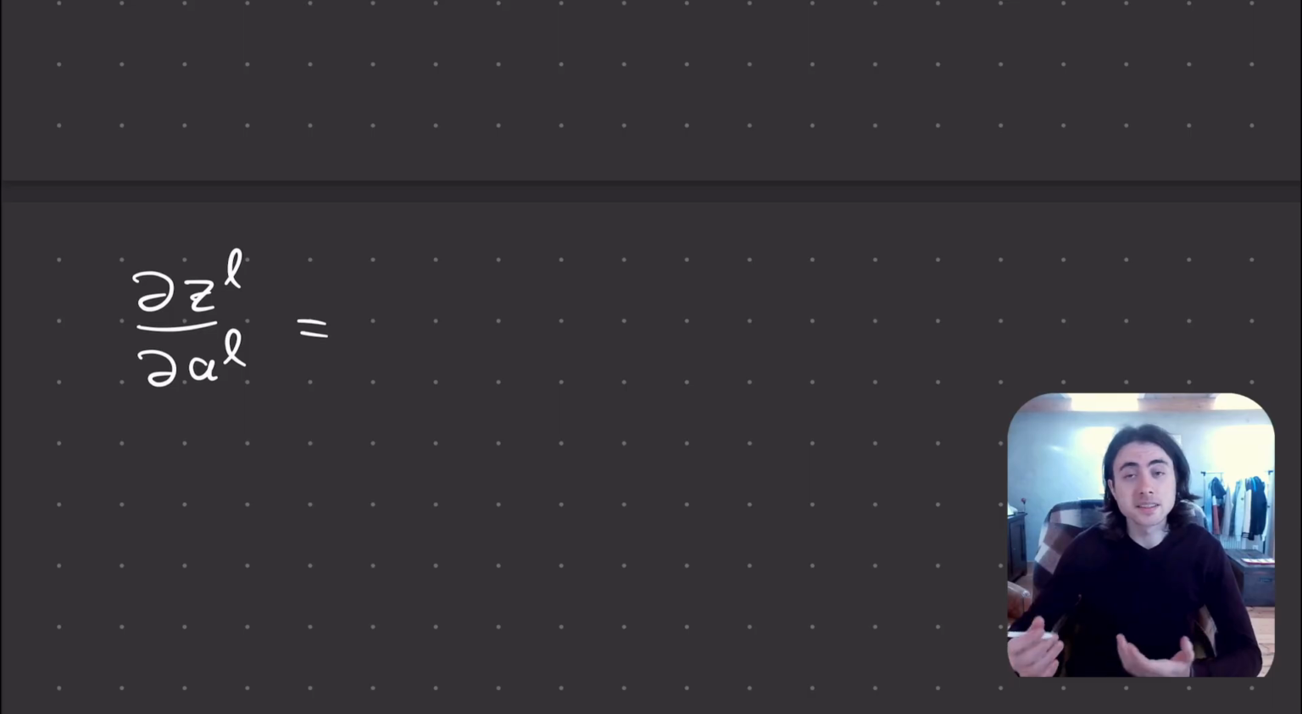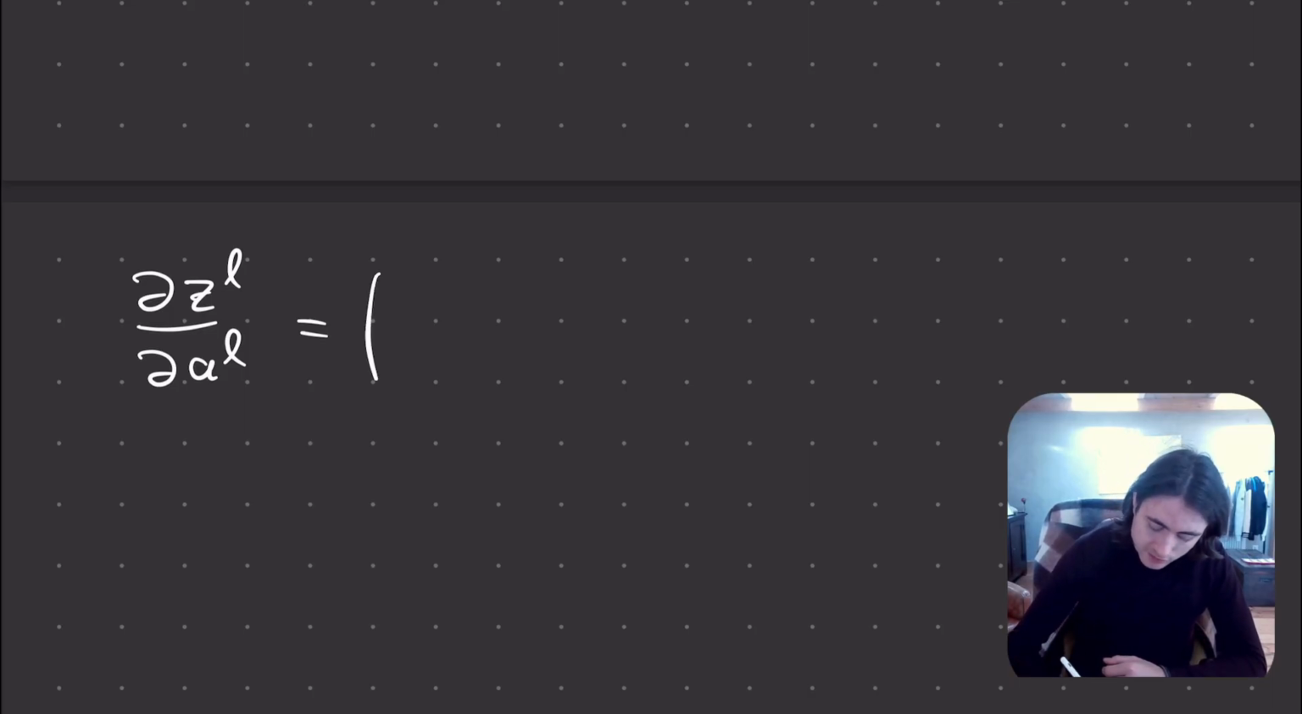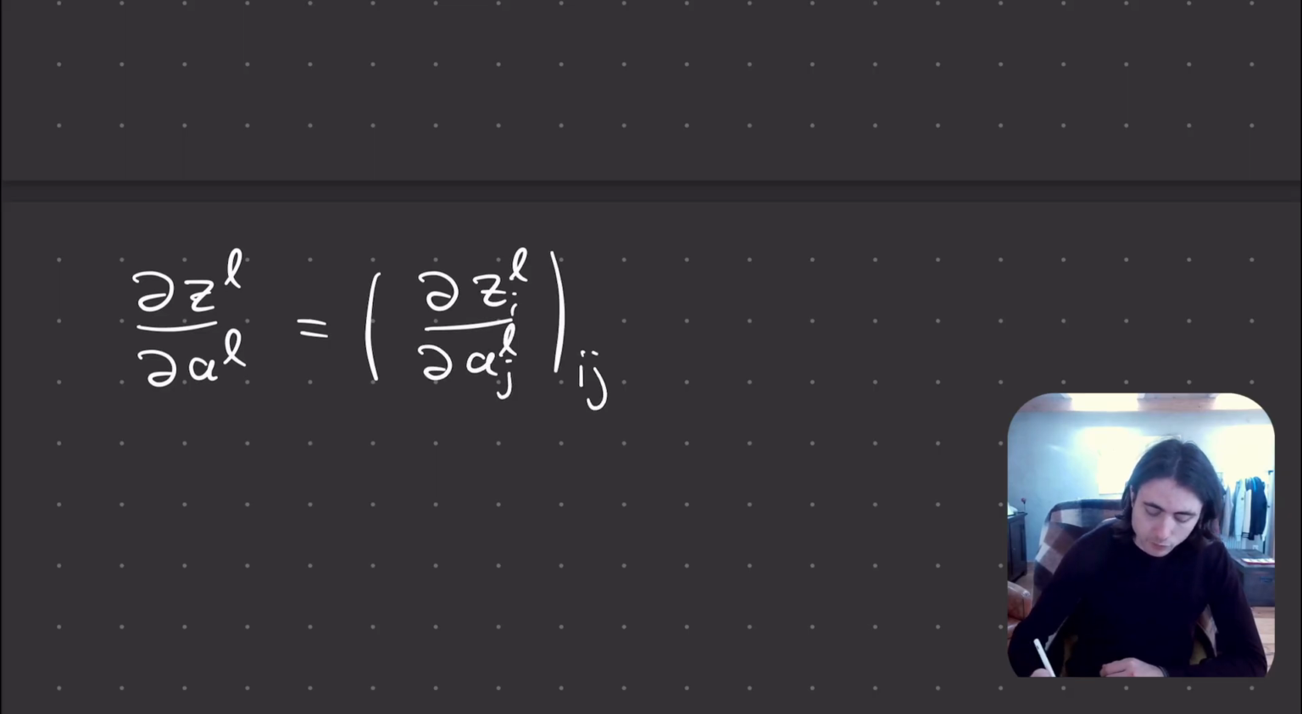And remember that this is a Jacobian matrix. And matrices, we can write them down in terms of their indices. So what I mean by that is that the index i here is made up of the different component functions of Z, whereas the j's are made up of the different variables in our A here. So what we can do is write it as the differential of the ith component of Z with respect to the jth component of AL, and then gather all of these terms in a matrix.